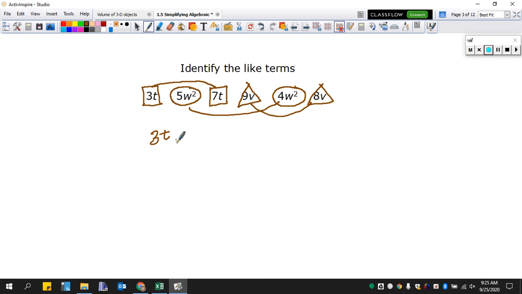In your classwork, what you're going to want to do is write 3T and 7T, put a comma, 5W squared and 4W squared, put a comma, and 9V and 8V. And if you want to somehow differentiate, 3T and 7T go together, 5W squared and 4W squared go together, and 9V and 8V go together. Or they're not going to be those actual numbers, but whatever the numbers are.